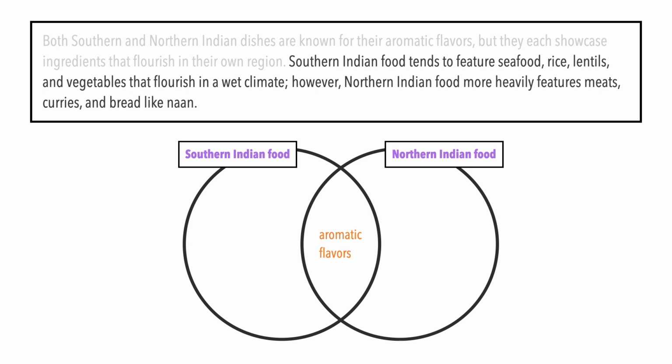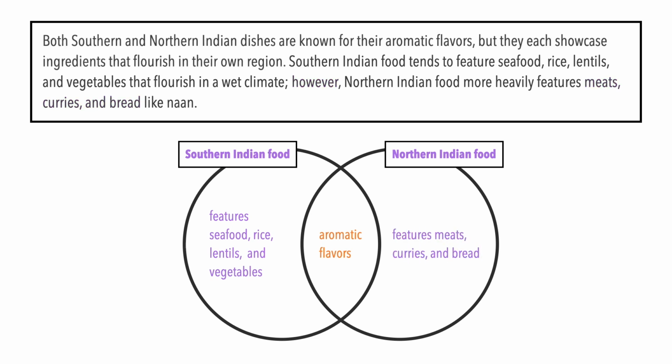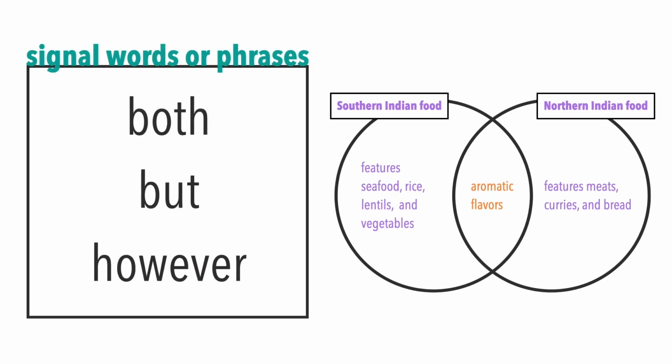Southern Indian food tends to feature seafood, rice, lentils, and vegetables that flourish in a wet climate. However, Northern Indian food more heavily features meats, curries, and bread like naan. Oh, the word however signals a difference. It says seafood, rice, lentils, and vegetables are the stars of Southern Indian food, whereas meats, curries, and bread are staples in the Northern Indian dishes. And that's how it's done. Do you see how those signal words help us understand how the details in the text are connected?